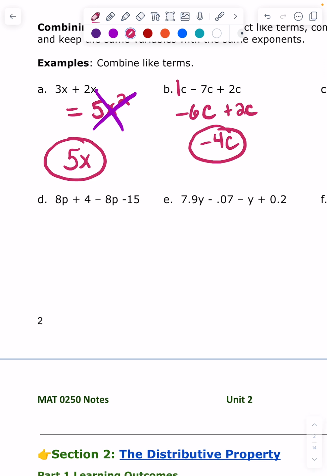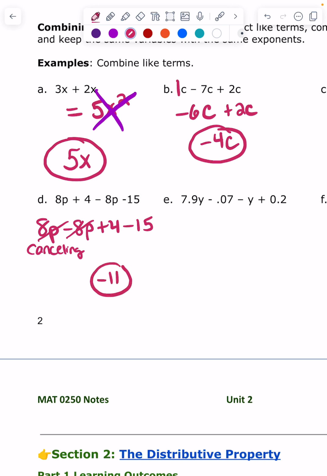D, 8p plus 4 minus 8p minus 15. Again, I'm going to put my like terms together. So 8p minus 8p plus 4 minus 15, keeping all the signs where they should be. 8p minus 8p, 8 minus 8 is 0, so those are canceled out. That is the correct term for canceling, when you have one positive, one negative of the same amount. And then 4 minus 15 would be negative 11.